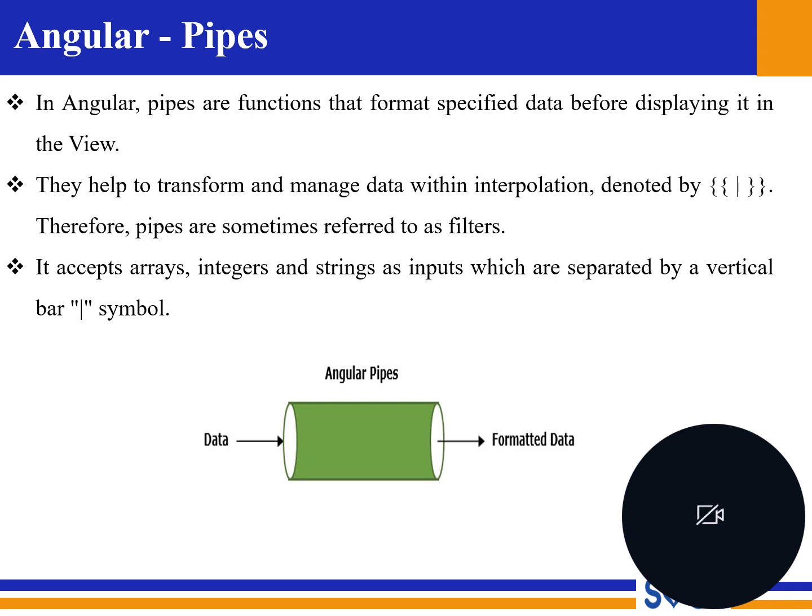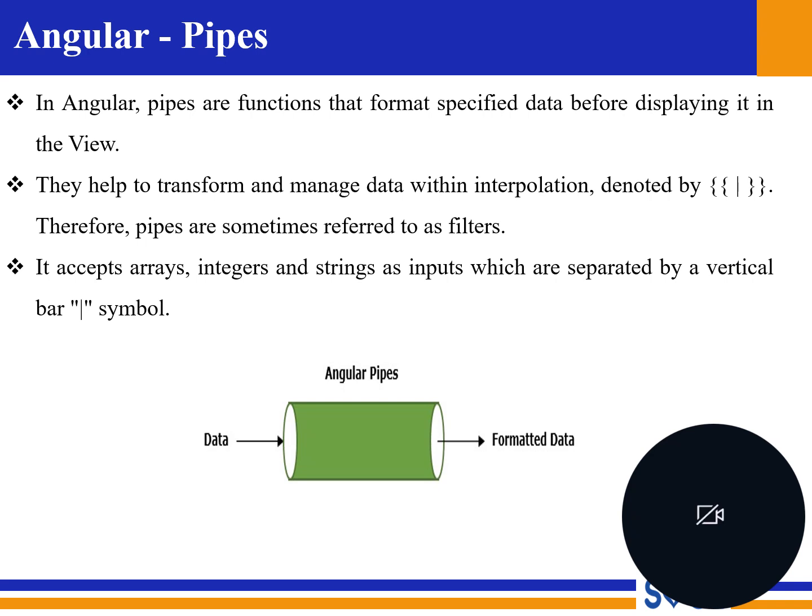Angular pipes are a feature in Angular used to transform data in a template without modifying the original data. They make your template cleaner and more readable. In Angular, pipes are functions that format specified data before displaying it in the view. They help to transform and manage the data within interpolations denoted by double square brackets. Therefore, pipes are sometimes referred to as filters.